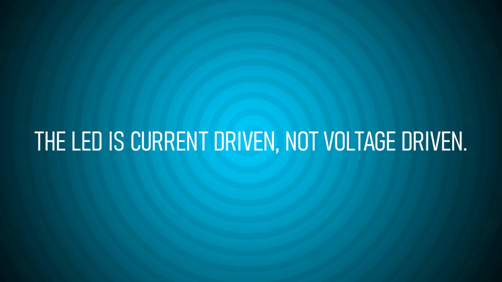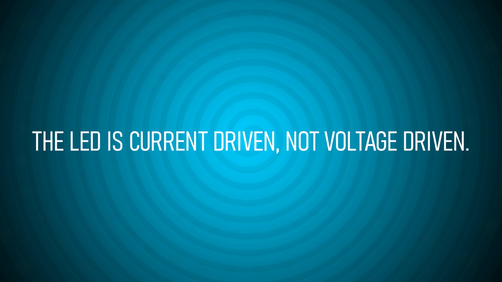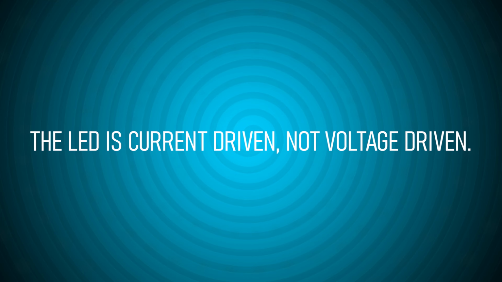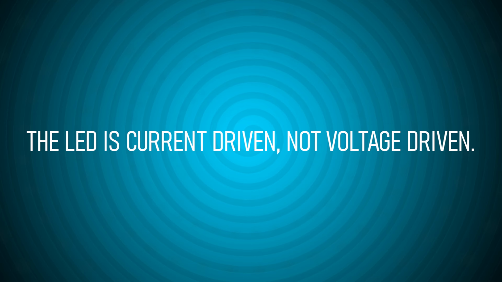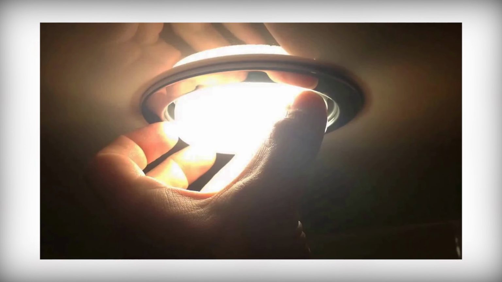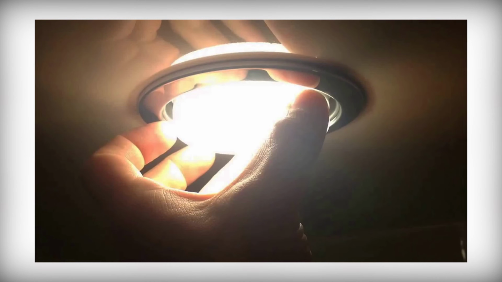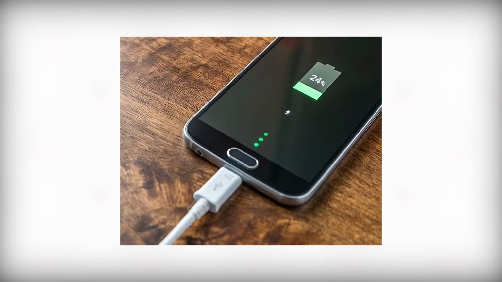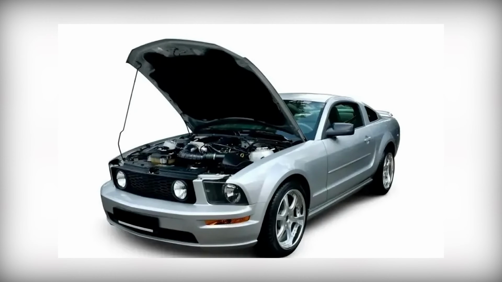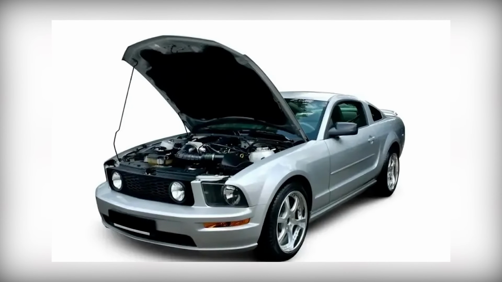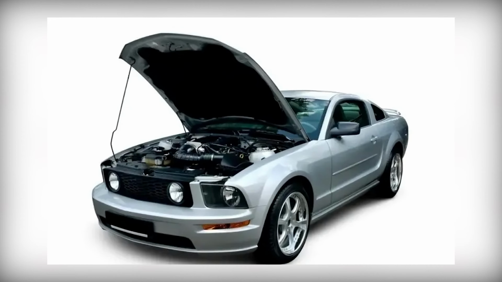Myth number 7. The LED is current-driven, not voltage-driven. This phrase can be heard very often, and it often literally stupefies newbies. How can you apply current rather than voltage? We supply 220 volts to the lamp to make it glow. We supply 5 volts to the smartphone so that it charges. We supply 12 volts to the car starter to make it start the engine. How is it possible that current, not voltage, needs to be supplied to the LED? And how can this be done?